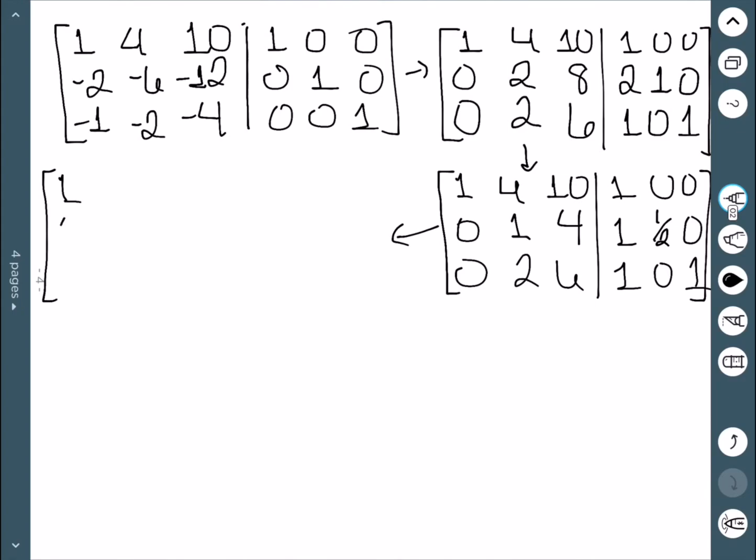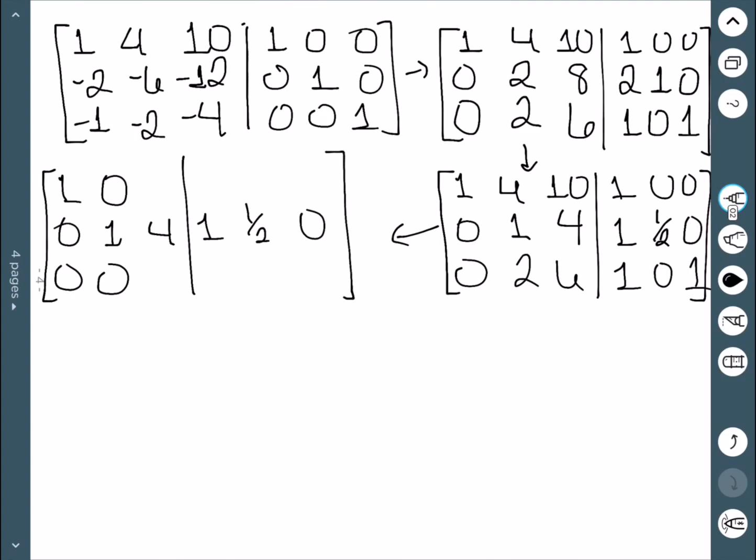Now that I've done that, my goal is to get zeros both above and below this 1. When I do that, my second row will stay the same. The first and the third will change. For the first one, there's currently a 4 there, so I need to multiply by negative 4. Negative 4 plus 4 is 0. That would be negative 16 plus 10 is negative 6. Negative 4 plus 1 is negative 3. Negative 4 times 1/2 is negative 2. And then we have 0.